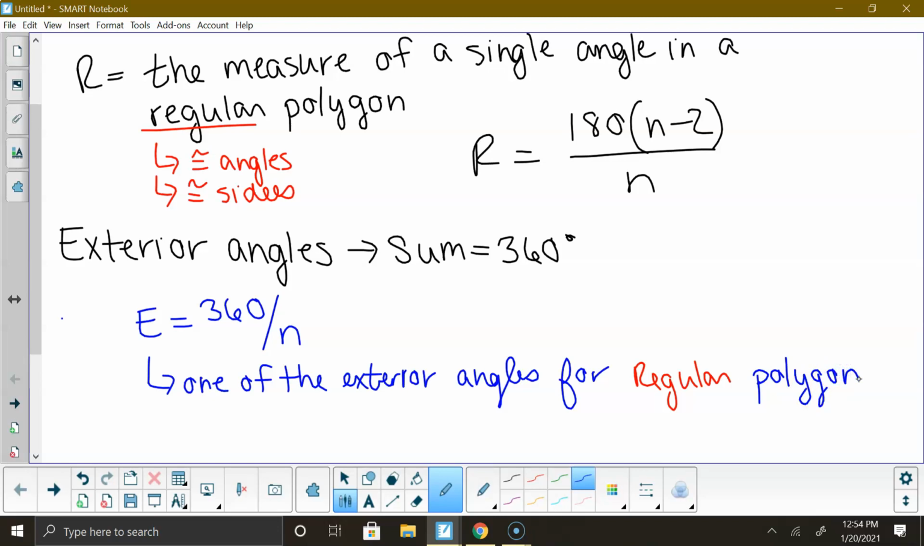All right, now I'm going to put it specifically for a regular polygon. And the reason I'm putting that is because the sum might be 360 no matter what, but if you're just trying to find a single exterior angle, that formula only works if it's regular. Okay? So, 7.1 notes done in 4 minutes. All right. We're ready to do some problems.